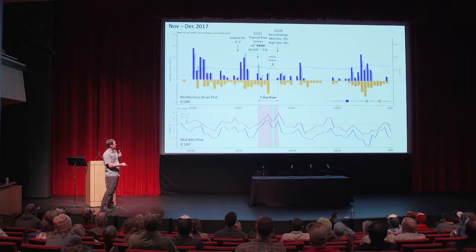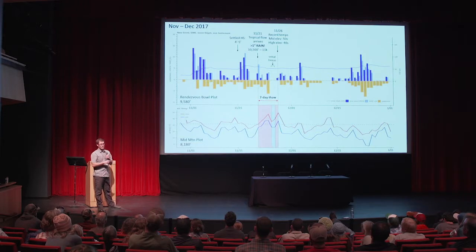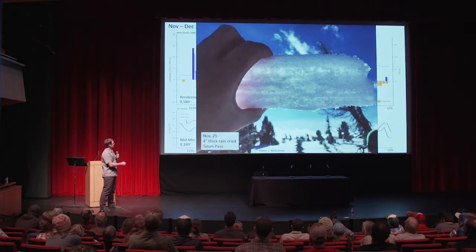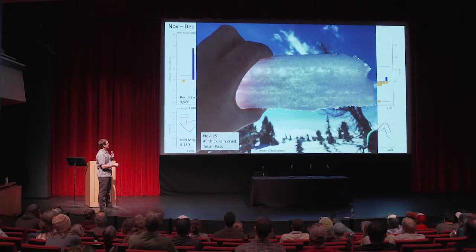And I do want to point out this initial freeze right here. So we had a brief cold period that created this November crust. That was the initial freeze that created the crust. So there's a great picture of right after that small initial freeze of the crust we had.